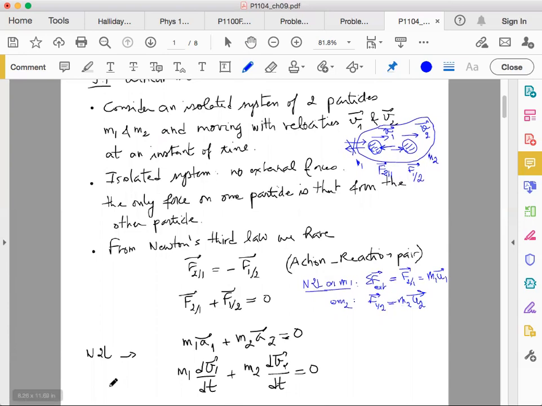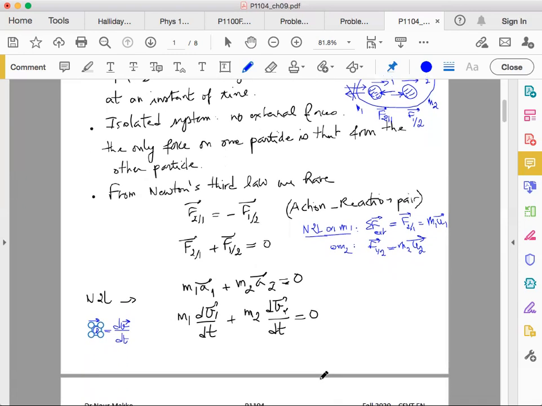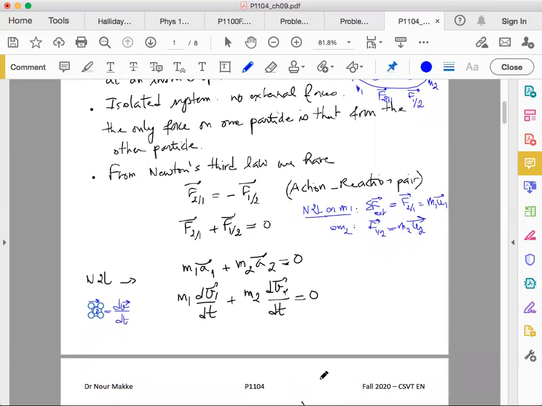And if we use the definition of the acceleration, which is given by a as the derivative of the velocity vector with respect to time, you will end up with this equation, m1 dv1/dt plus m2 dv2/dt is equal to 0. Now, since we are dealing with particles, and for particles the masses are constant, and since the derivative of the mass with respect to time is 0, we can get these masses inside of the derivative.